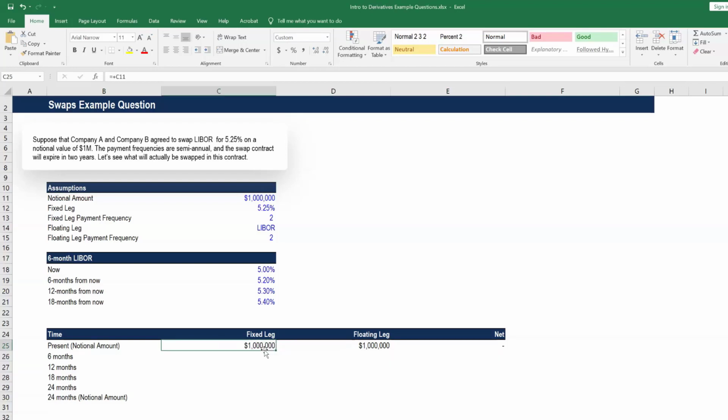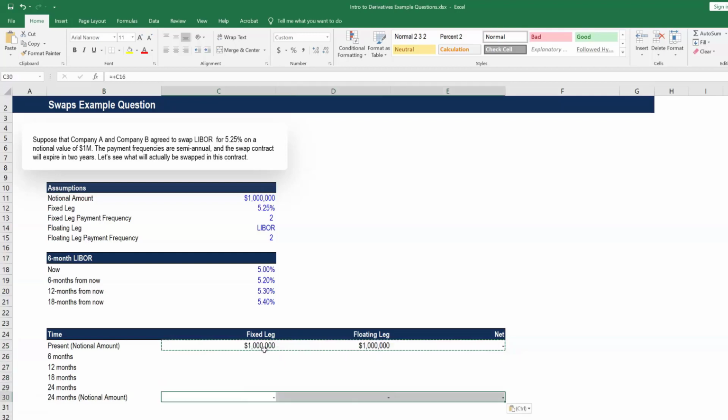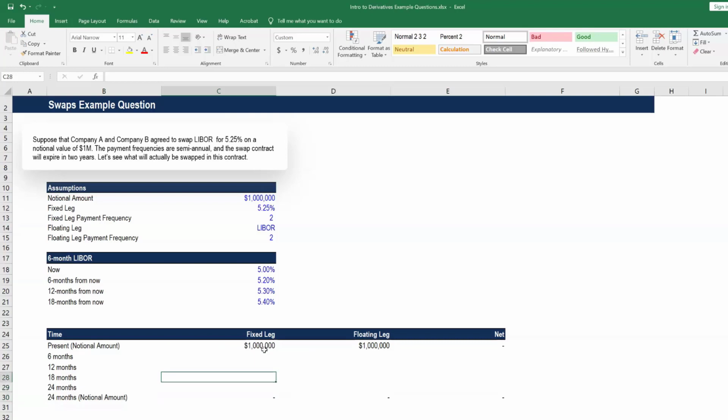At the end of the swap, it would be like we are swapping the loans back. So I'm just going to do Control C and V. The mistake I made here was I forgot to lock down my referencing. So I'm just going to hit the dollar signs with F4, get those dollar signs in there with F4, and then I'll recopy that.